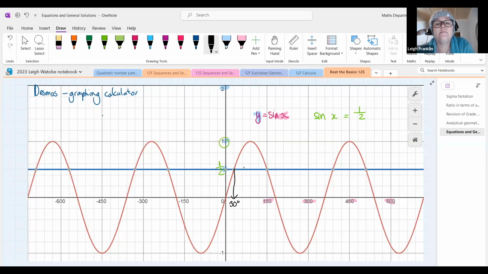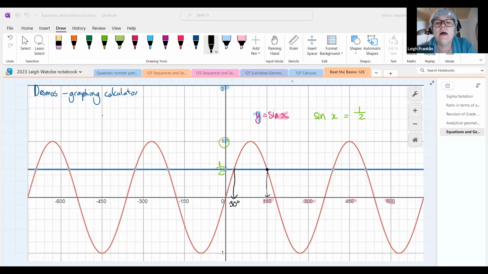30 degrees? Does that make sense to everybody? 30 degrees. So here are all your points of intersection in gray. This one over here is 150. Why? It's quadrant 2, 180 minus your reference angle of 30 is 150 degrees. So there's another solution, 150.